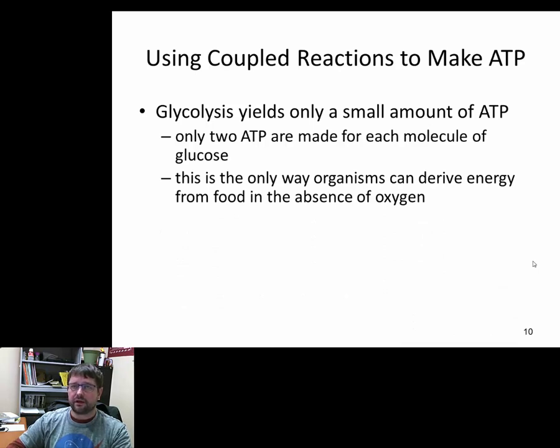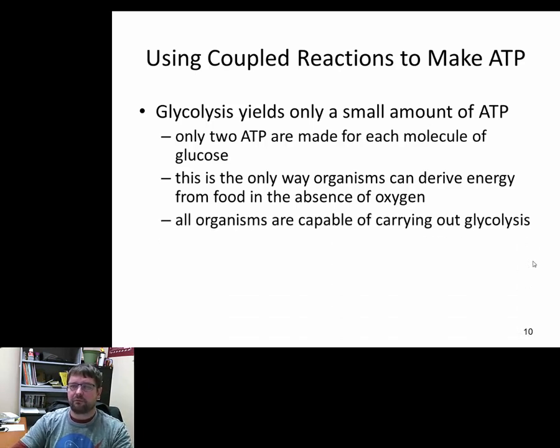But this is the only way that we currently know how organisms can convert glucose into energy when oxygen is absent. If oxygen is present, there are other ways this can occur, and we'll talk about that, even from the perspective of organisms that do not have mitochondria. When oxygen is present, they can further break down some of these molecules. We'll talk about that later.